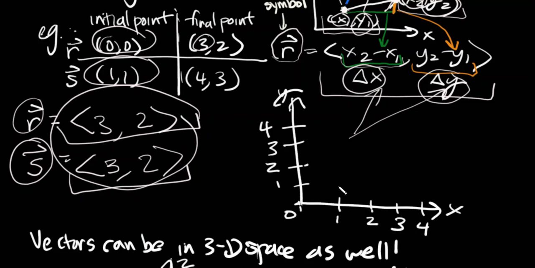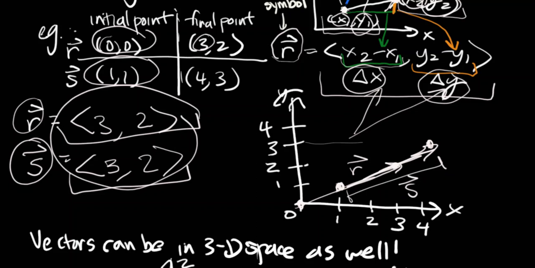So let's graph this to see how it looks. 0, 0, and 3, 2 will represent our first vector, which we will call vector r. And the second vector is 1, 1, and 4, 3. I kind of misdrew it, but you can tell where I'm getting at. Let's call this vector s. You notice that these two vectors go in the same direction, and they also have the same magnitude, as you can see here. The two magnitudes are the same and the direction is the same, so both of these are the same exact vectors.